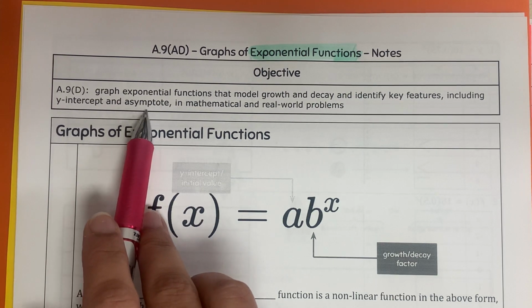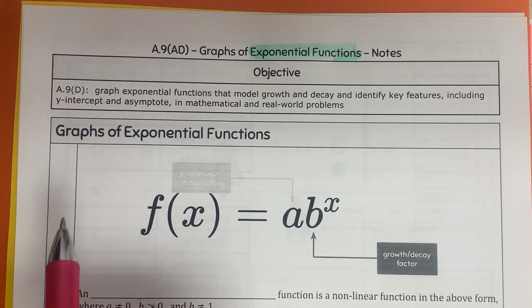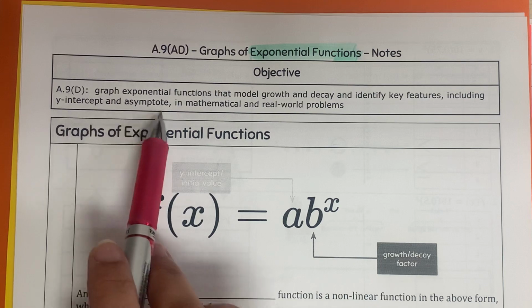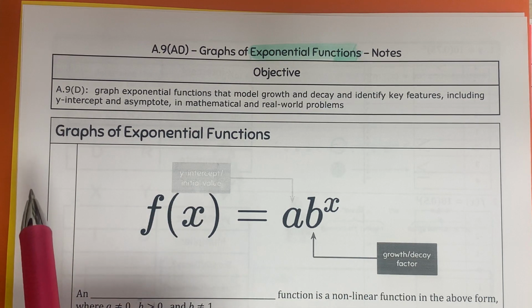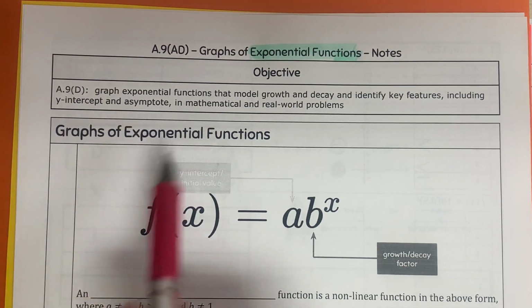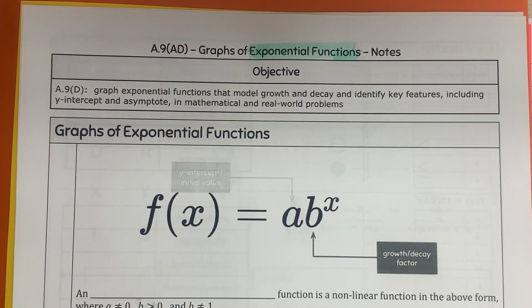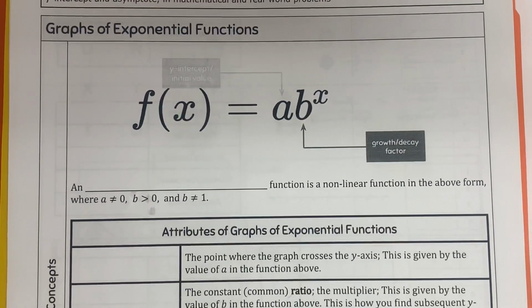Asymptote is a new thing. Asymptote is a point, it's not a point, sorry. So asymptote is the axis where the graph likes to go, but it's never going to cross it. So we'll talk about that. Exponential functions are actually easy. It's more about understanding what is happening in the situation.